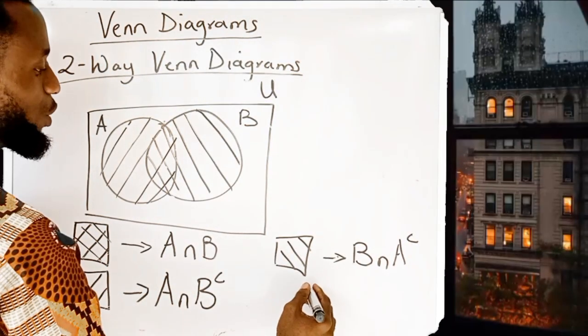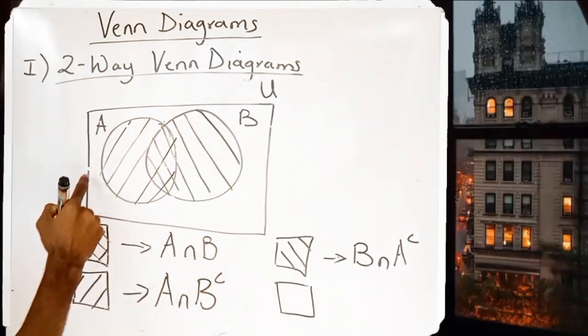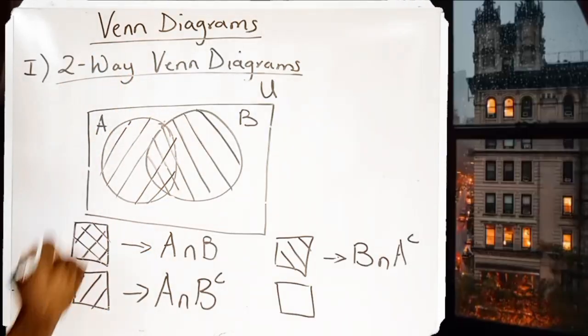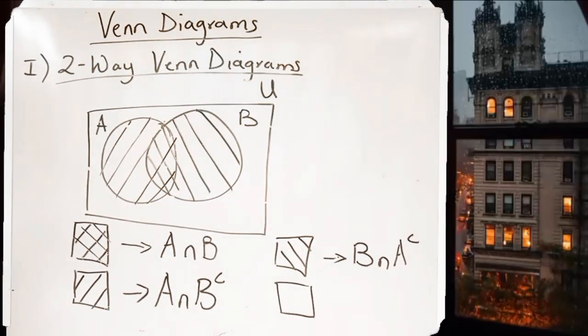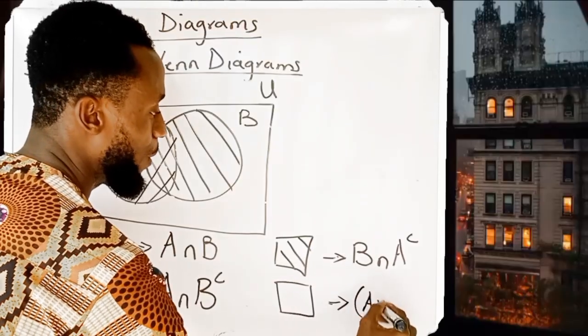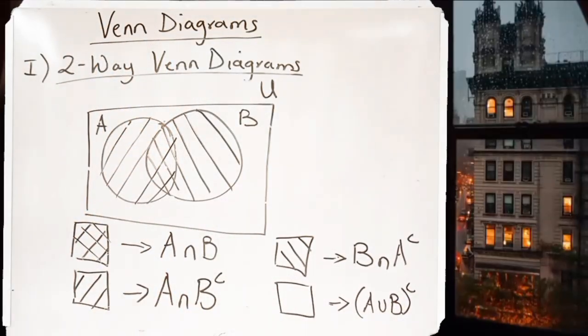While the region that was completely empty, the unshaded part, is the people outside A and B combined. So this outside is the complement of A union B. So this is (A union B) complement.